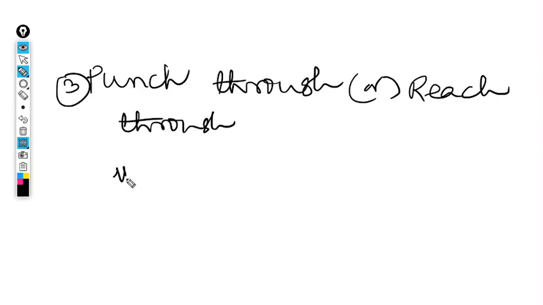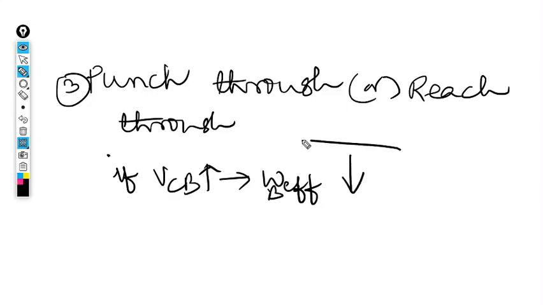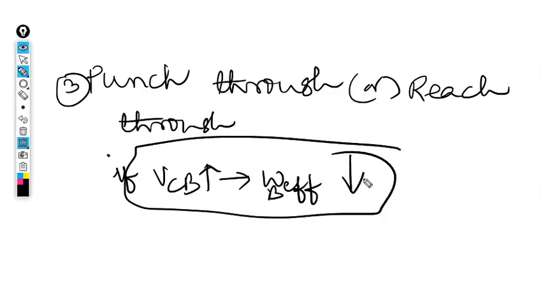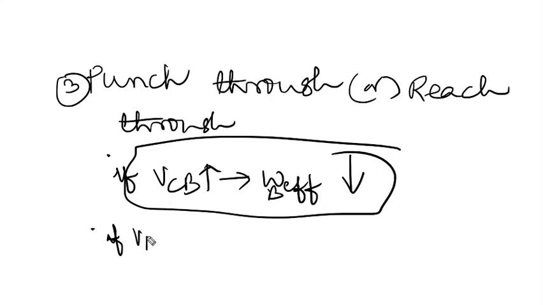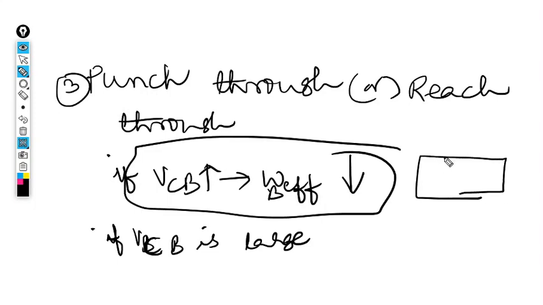I said if VCB increases, the effective base width decreases. That means by changing VCB, we can change the width of the base. This phenomenon is known as base width modulation. If VCB is large, for a particular value of VCB, the effective base width becomes 0. How can we say this effective base width becomes 0?